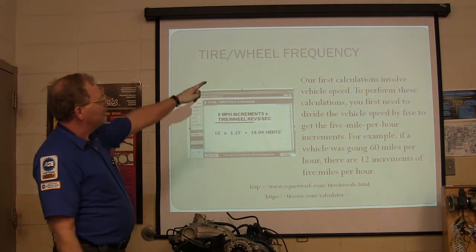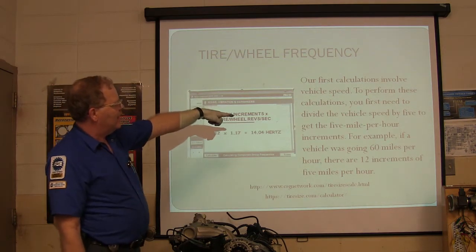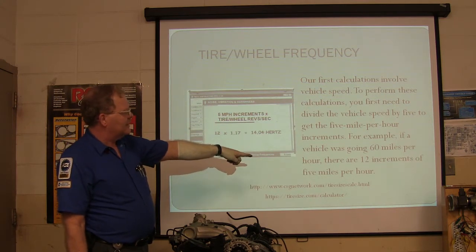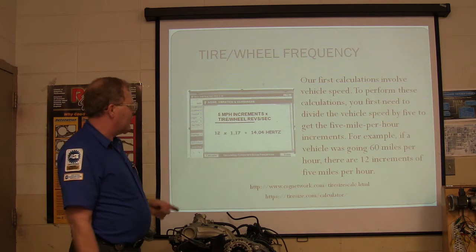For example, you've got to perform these calculations. You divide the vehicle speed by 5 to get the 5-mile-an-hour increments. If a vehicle is going 60 miles an hour, there are 12 increments of 5 miles per hour.